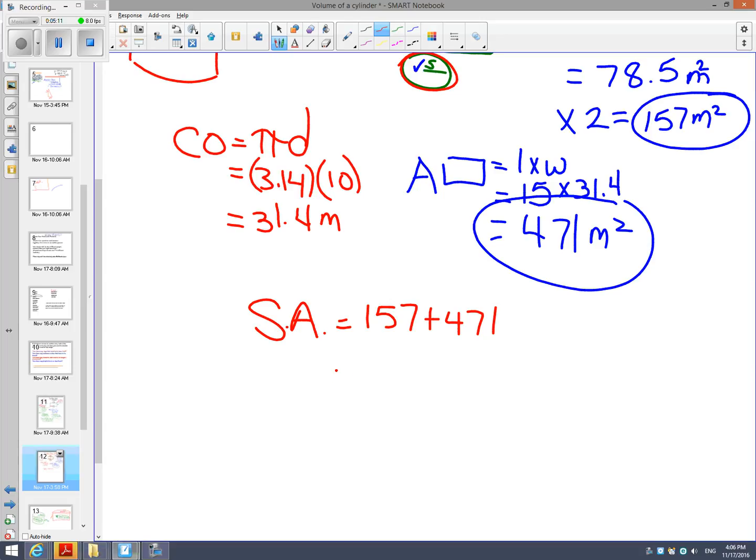And I come out at 628 meters squared. That is my total surface area for the cylinder.